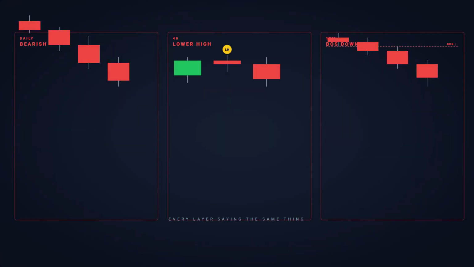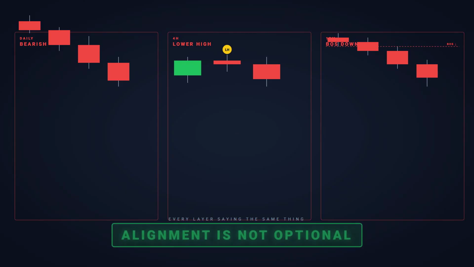Keep your eyes on this chart. This is what aligned structure looks like. Daily is bearish, 4 hour is printing a lower high, 15-minute is showing a BOS to the downside inside that lower high formation. Every layer is saying the same thing. That alignment is not optional. It is the baseline requirement before any other SMC concept gets applied.